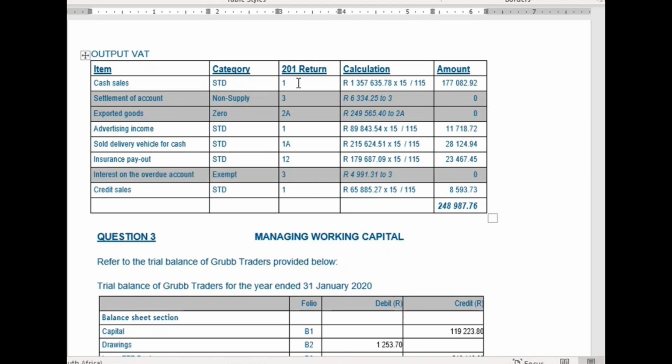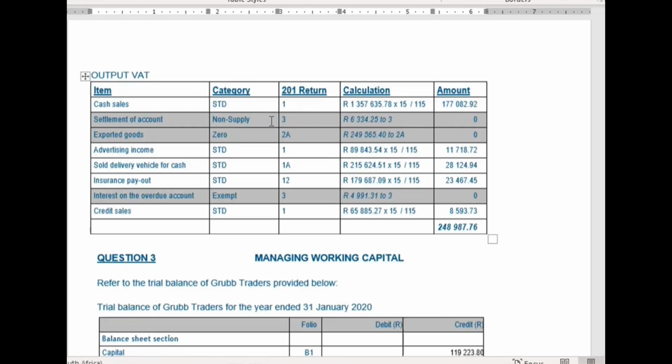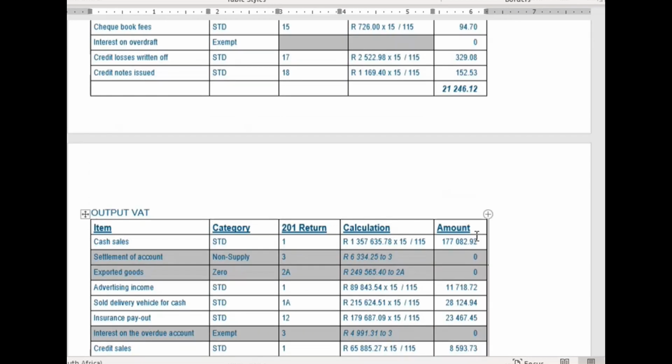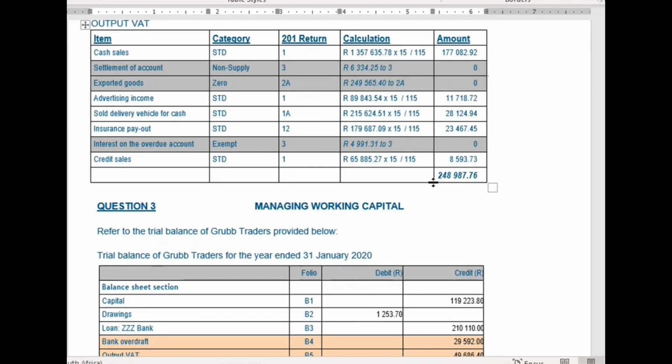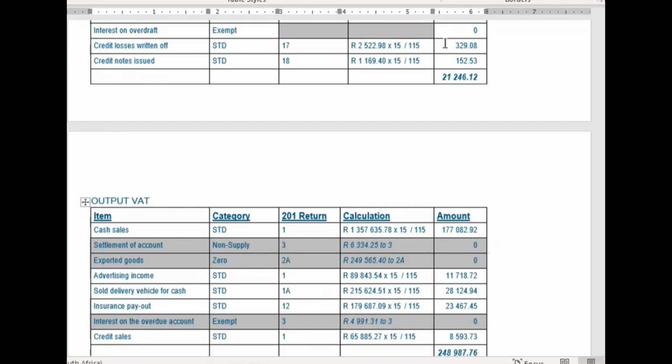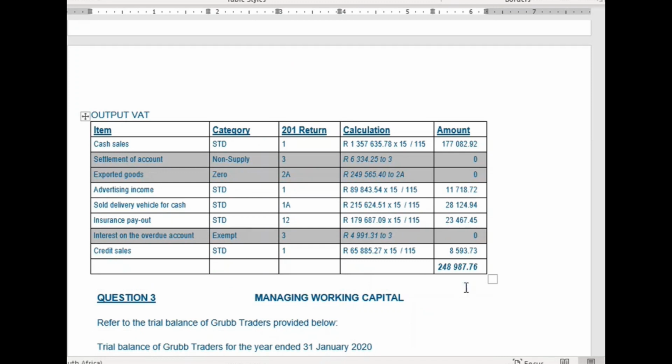Then interest on the overdue account, once again it is exempt, so it is going to be 0, but we still have to put it on there under the exempt or non-supplies on the 201 return. And then of course credit sales is just again standard, and then the amount that you will pay to SARS will just be the output VAT minus the input VAT, and that is the amount that will be due to SARS. Okay, quite a bit of money.